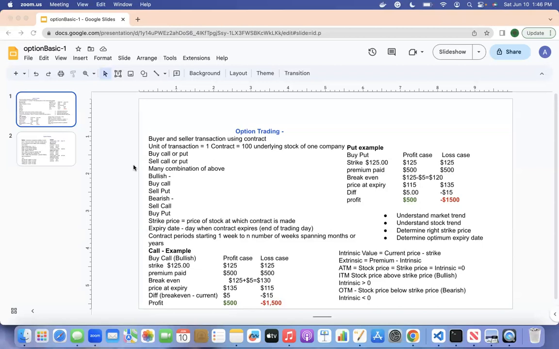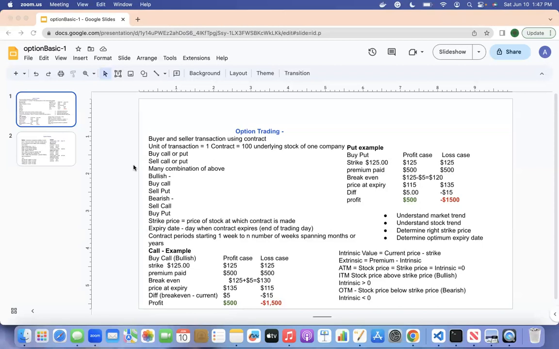So buy call and sell put are considered bullish strategies. A bullish strategy means that you are bullish on the market: you think the market is going to go up, or the company that you are trying to do option trading on is going to go up. In that case, you will buy a call or sell a put. The bearish strategy is that you think the market is going to go down, or the stock that you are trading is going to go down in the near future. In that case, you sell a call or buy a put, right?